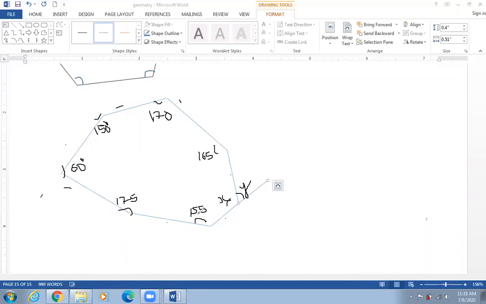So add all this one. So it becomes, you'll get the value of x, 25 degree. After that, x plus y equals to 180 degree. x plus y equals to 180 degree. And this is why it is 180, because it is a straight line. And a straight line, why? See, get the value of y.